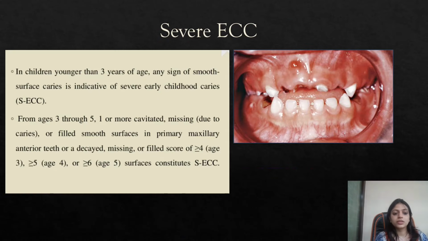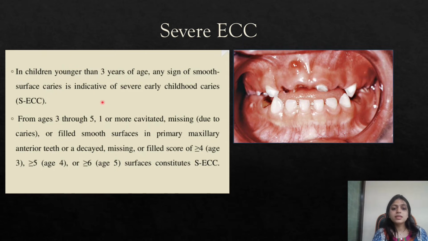So the recent definition has stated that severe ECC is in a child who is younger than 3 years of age. Any sign of smooth surface caries is indicative of severe ECC. From age 3 through 5, one or more cavitated, missing, or filled tooth surfaces in primary maxillary anterior teeth, or a decayed, missing, filled, that is DMFT, score of more than or equal to 4 in a child who is 3 years, more than or equal to 5 in a child who is 4 years, or more than or equal to 6 in a child who is 5 years constitutes severe ECC.